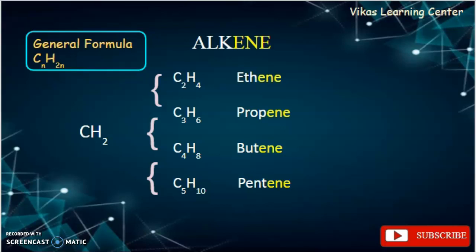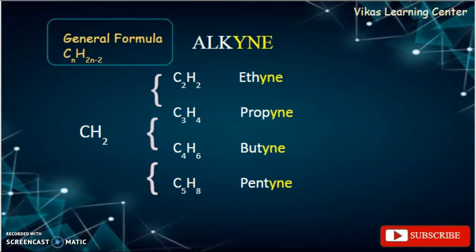Even the same trend is followed in the alkyne series as well, which goes with the general formula CnH2n-2. As you can see, if you substitute n equal to 2 in this formula, you are going to get the first member of alkyne, that is C2H2. And if you substitute n equal to 3, you will get the second member of alkyne, that is C3H4. So you can notice here that the first and the second member of alkyne differ by 1 carbon and 2 hydrogen atoms, that is the CH2 group.